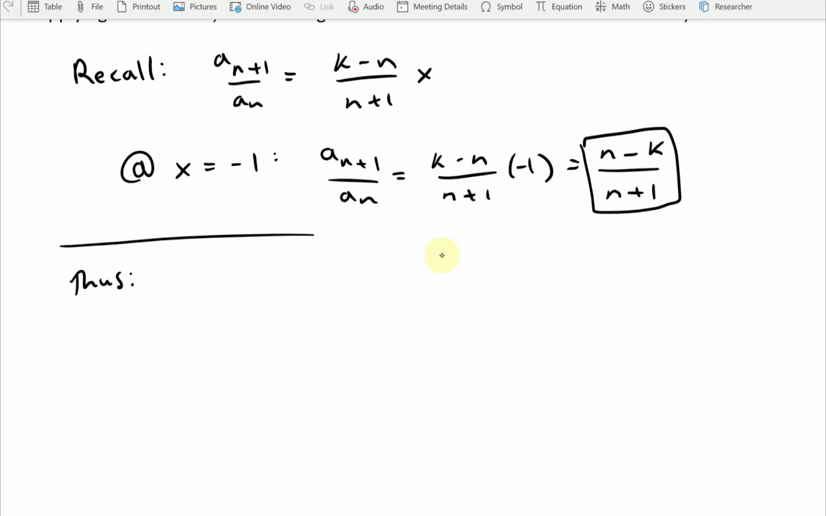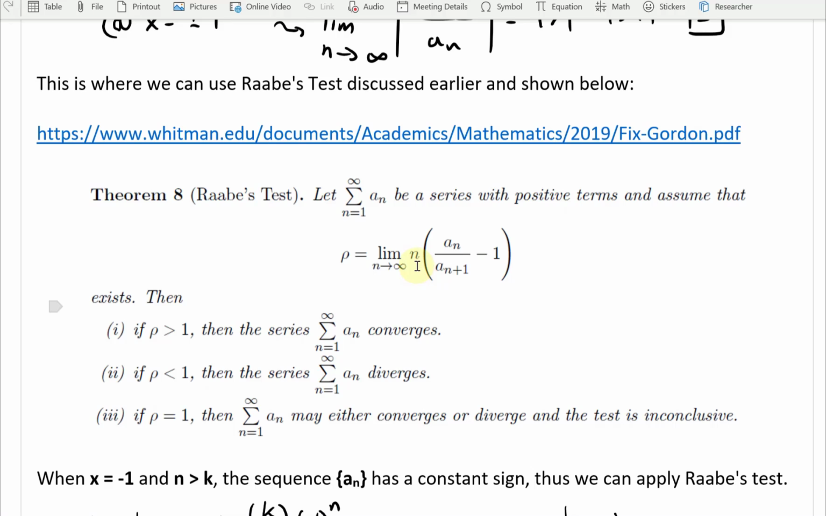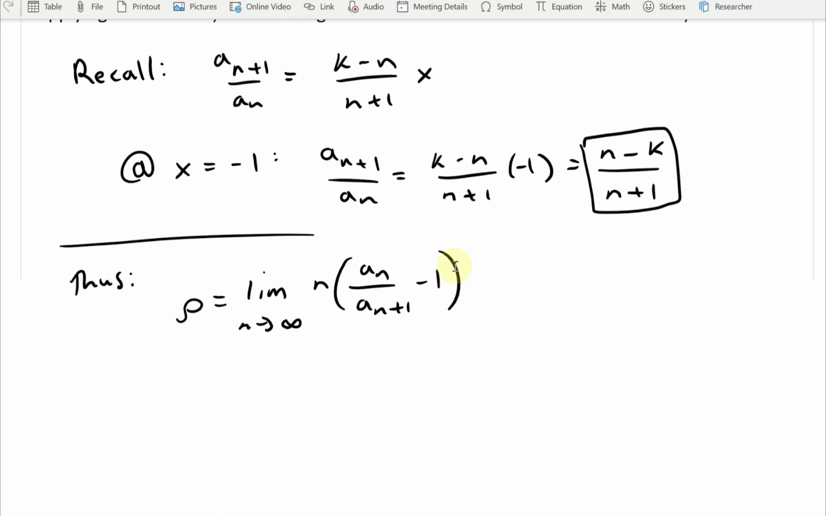So thus, our rho, let's call it rho, equals the limit as n approaches infinity of n times (a_n over a_(n+1) minus 1). So you can scroll up here. So that's this part right here. Yeah, rho, so limit of n times (a_n divided by a_(n+1) minus 1). And now we're going to inverse that. So we're going to have equals the limit as n approaches infinity of n, and then this inverse of that, so we're going to have n plus 1 on the top over n minus k, and then minus 1, like that.